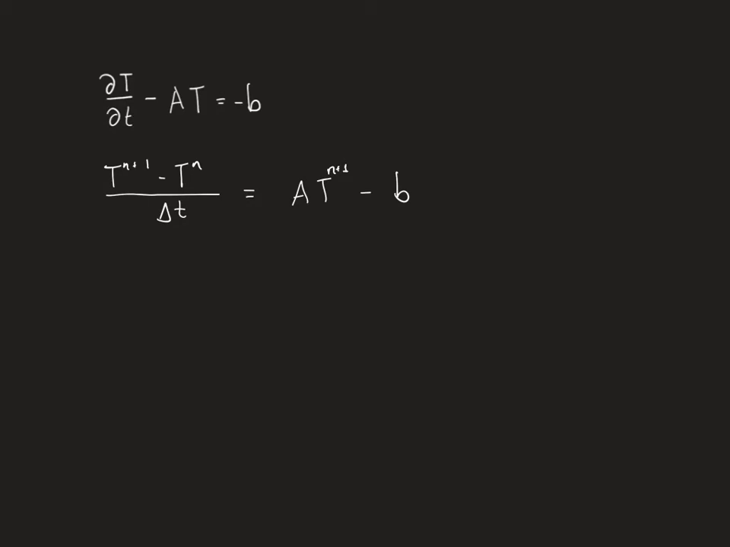Now we will have to reorganize the equation, and we will have the future states at the left-hand side and the present ones at the right-hand side. So let me just do this. We have T^(n+1), then we will have here minus delta t A T^(n+1), then we will have here T^n minus B. So in here we just make some factorization.